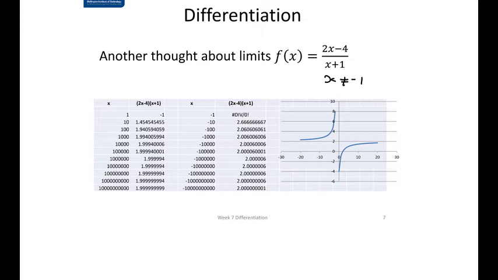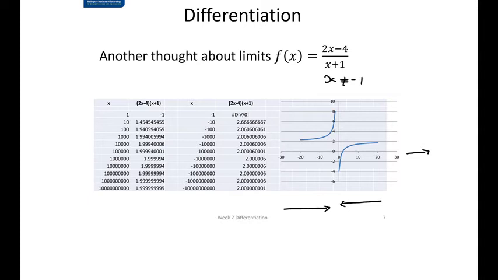So what we need to do is look at what happens as x tends towards -1 from this way and this way. And we also need to look at what happens as x gets bigger and bigger and bigger, and as x gets smaller and smaller and smaller.